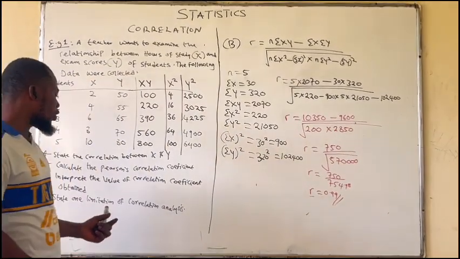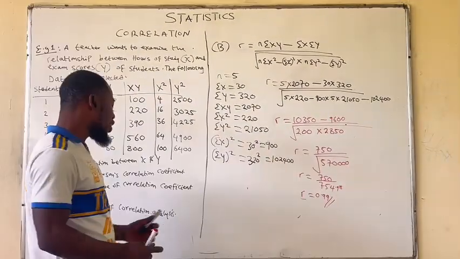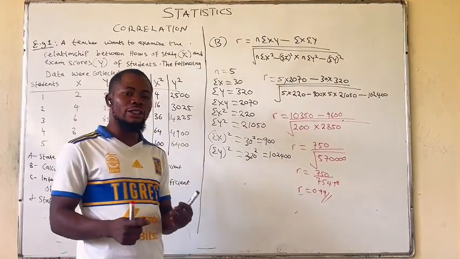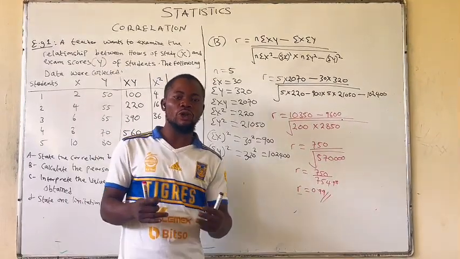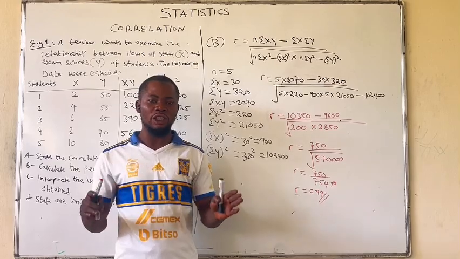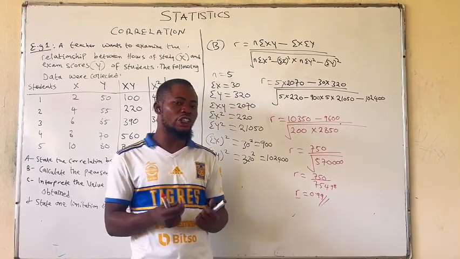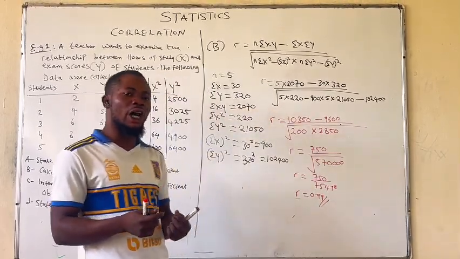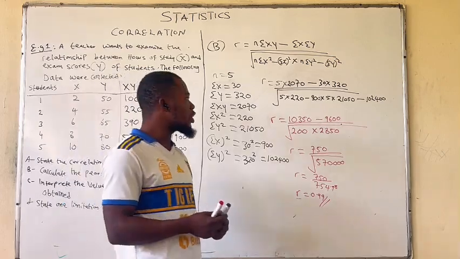State one limitation of correlation analysis. The limitation of correlation analysis is that it only measures the association. It does not tell us the causes of the relationship or the effect of the relationship. So you can use any one of those as the limitation of correlation analysis.